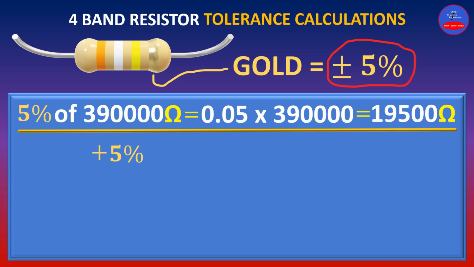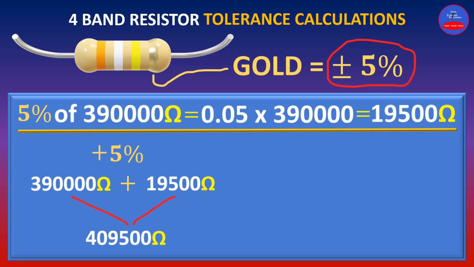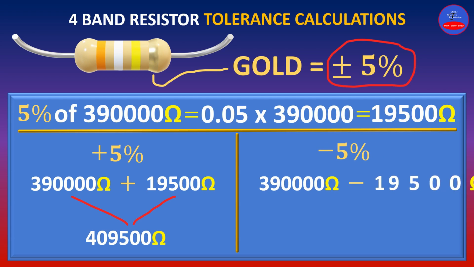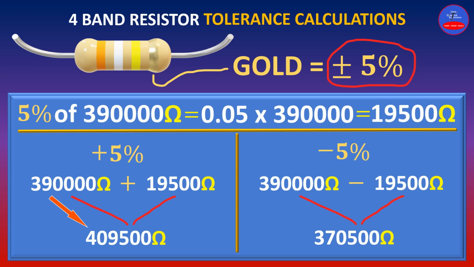Tolerance of plus 5% is equal to 390,000 ohms plus 19,500 ohms, which is equal to 409,500 ohms. Tolerance of minus 5% is equal to 390,000 ohms minus 19,500 ohms, which is equal to 370,500 ohms. This means that the actual resistor value can increase to 409,500 ohms or decrease to 370,500 ohms. This brings us to the end of this video.